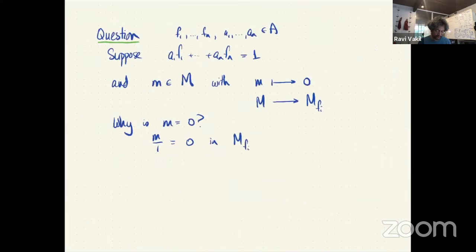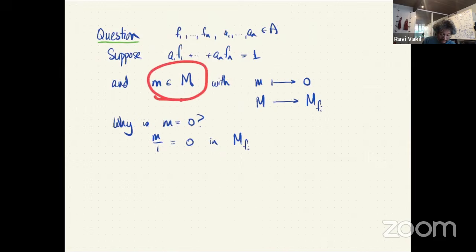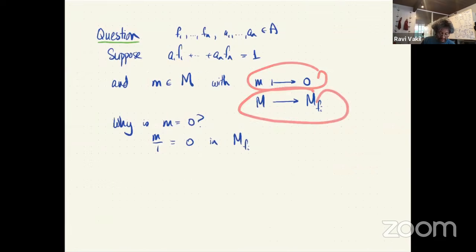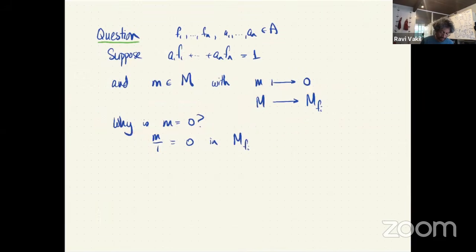So our statement now is that if I have a cover of Spec A, and I've translated that as being a bunch of F's, and hence there must be a bunch of a's such that this is true, and I have an element, a section over everything that goes to 0 in each of these localizations. And maybe the important thing to say is we're not talking about integral domains anymore. Why is M 0? That's the thing we have to prove. And so here I will conclude by telling you what the proof is.